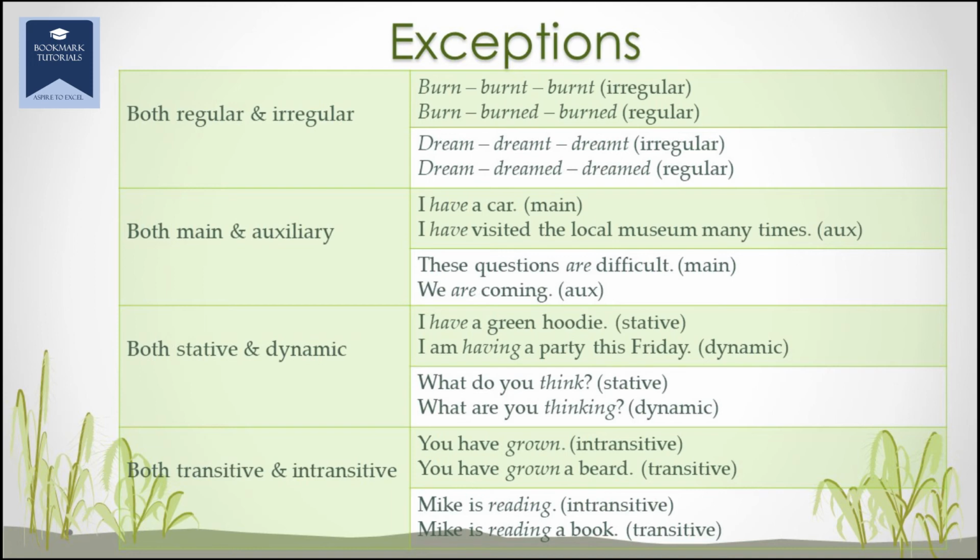The same verb can be used as both a main and auxiliary verb. I have a car. Here, have is used as a main verb. In the second sentence, I have visited the local museum many times. Here, visited is the main verb, and have is used as an auxiliary verb in this sentence.